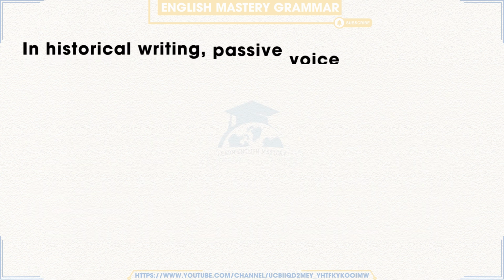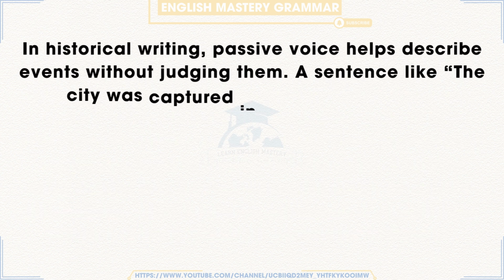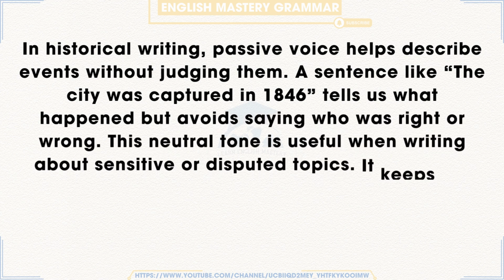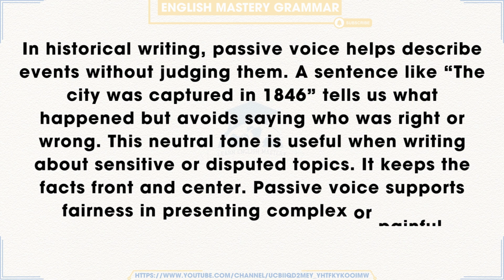In historical writing, passive voice helps describe events without judging them. A sentence like "the city was captured in 1846" tells us what happened but avoids saying who was right or wrong. This neutral tone is useful when writing about sensitive or disputed topics. It keeps the facts front and center. Passive voice supports fairness in presenting complex or painful histories.